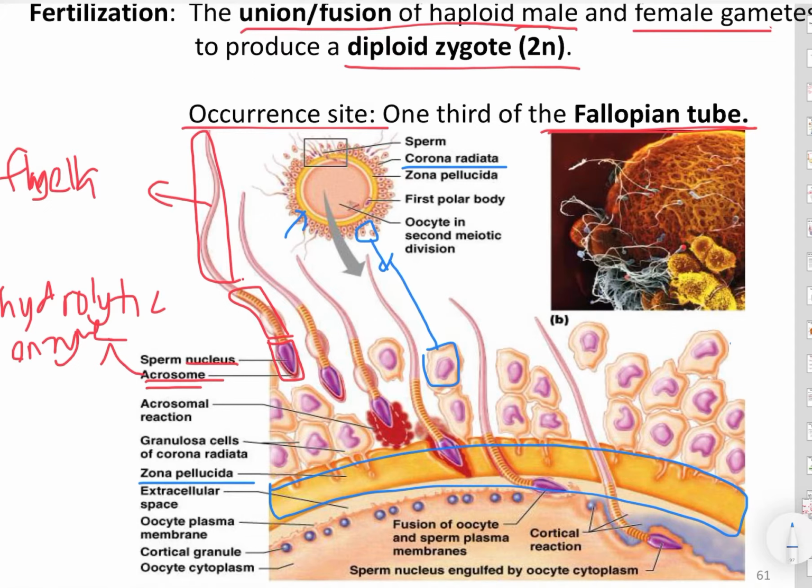After the zona pellucida, we have the oocyte plasma membrane here. Underneath the plasma membrane of the secondary oocyte, we have these granules that we call the cortical granules. And then inside the cytoplasm of the secondary oocyte there is the nucleus of the secondary oocyte.